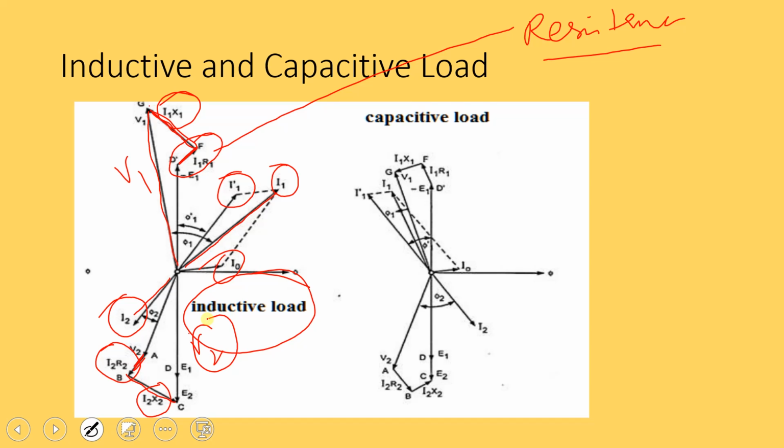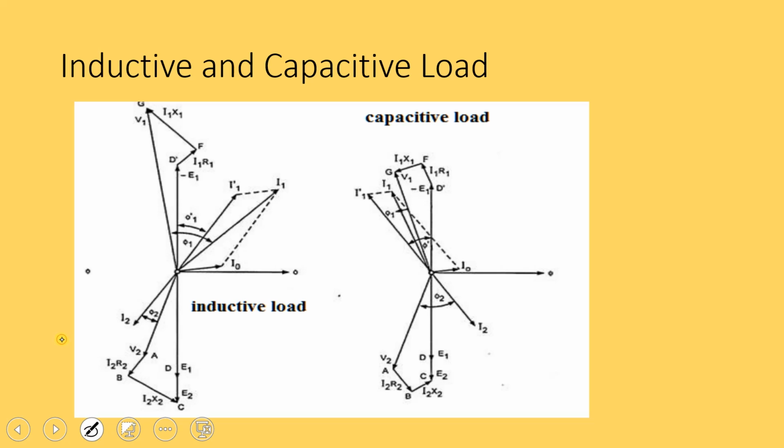Similarly, for the capacitive load, the current I2 leads by an angle phi 2 and its opposite is I1 dash. This is our no load current. We complete the parallelogram and we find this I1. So this is how we draw I1.